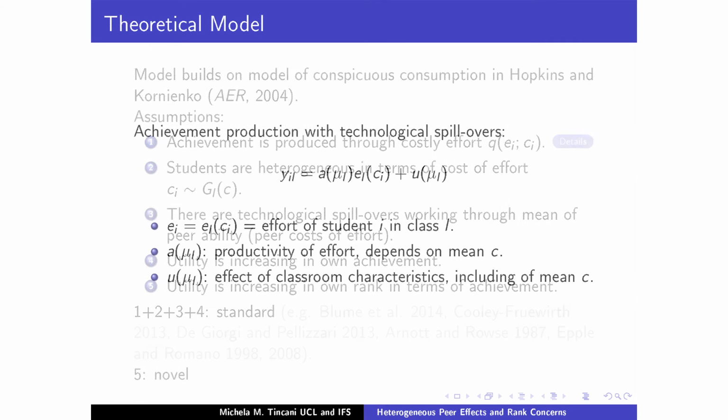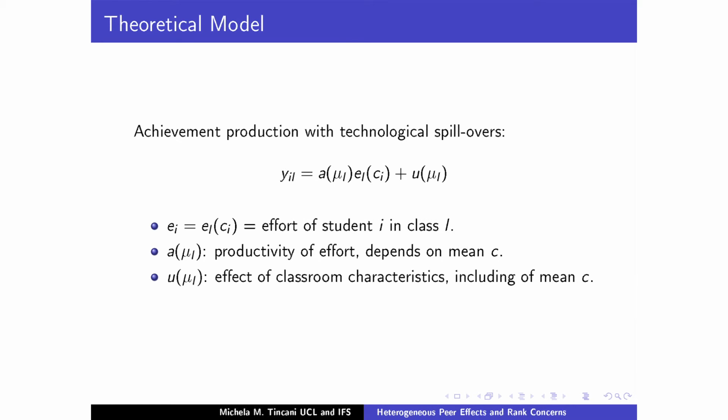So what does the achievement production function look like with technological spillovers? This is the achievement of student i in classroom l. It depends on the level of effort that a student of a certain ability or cost of effort i exerts. This is going to depend on l because it's going to be an equilibrium object in the end that depends on the distribution of cost of effort in the classroom. There are technological spillovers because the productivity of effort depends on the mean cost of effort in the classroom. But I also let the mean cost of effort and other classroom characteristics affect the level of achievement directly. So you see how there's this alternative channel of peer effects that works in two ways.